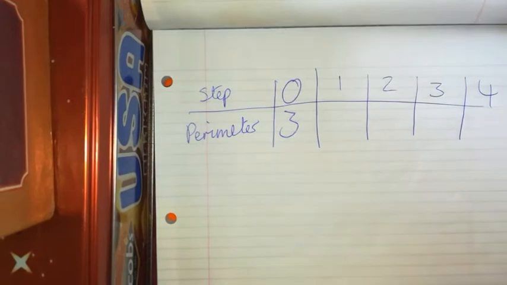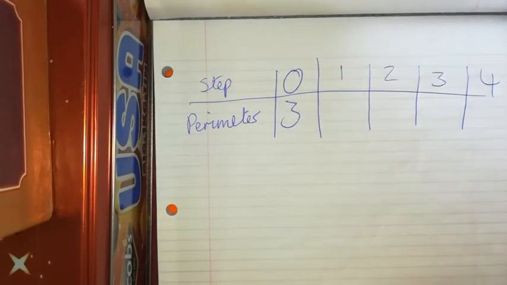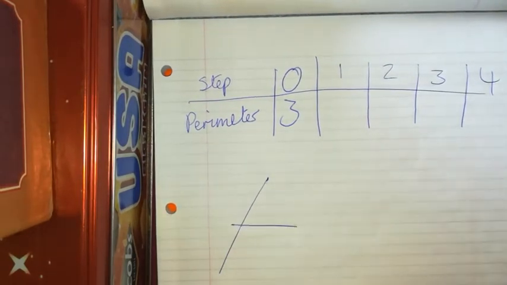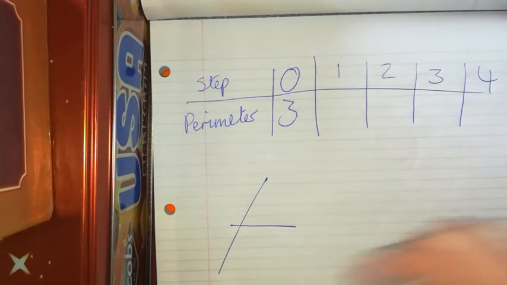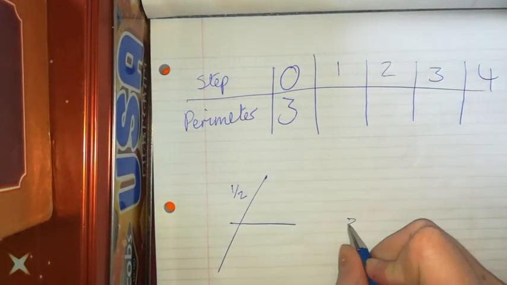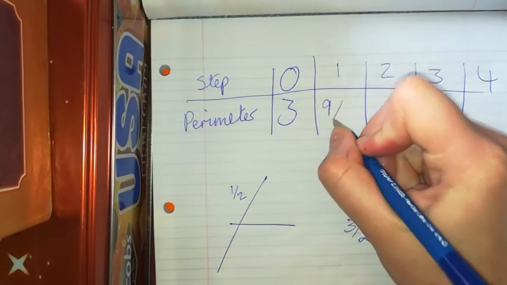So in step number 1, I just have to get the side length. It was divided into 2, so it's going to be half the length of one side, and then the perimeter of each triangle is going to be 3/2, and there are 3 of them, so the perimeter is going to be 9/2.